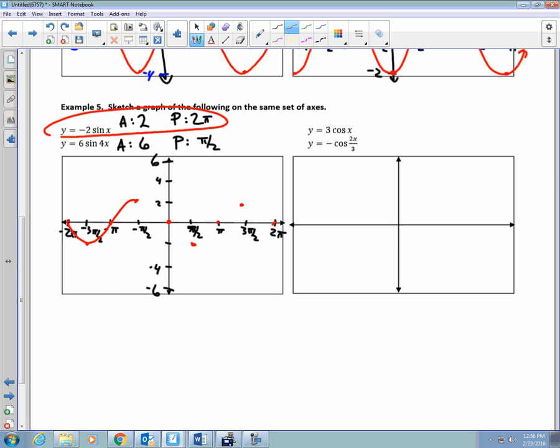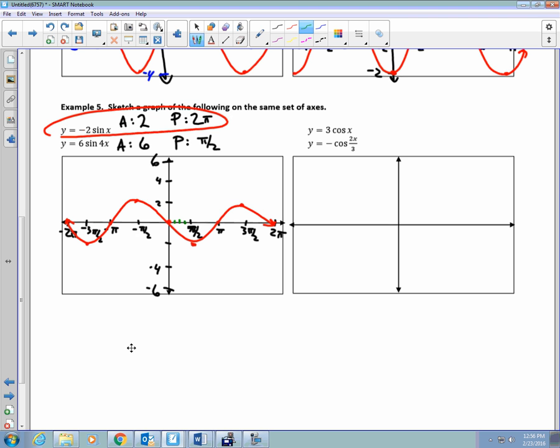Do you see how this looks different than our previous ones? How is it different? It looks smaller, doesn't it? That's because we're placing it on a different set of axes. Look at our next one. I go up to 6. The period is pi over 2. So what does that mean? It means I have to take pi over 2 and divide it up into 4 pieces.